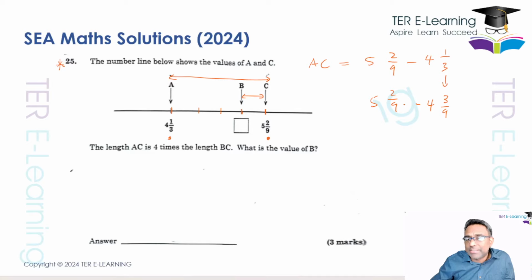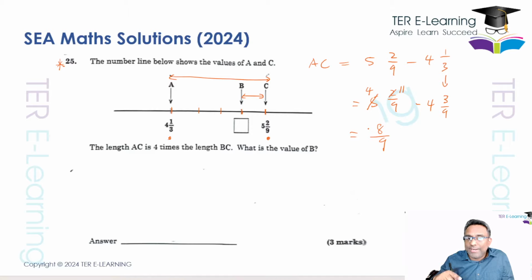Now the thing is, 2/9 cannot subtract 3/9. So we're going to have to take a little borrow here, right? So when you borrow from this, you're going to end up with 4, right? And since we're dealing in 9s here, this is actually going to become 11/9. So when you subtract this, you have 11/9 minus 3/9. So that's going to give me 8/9. So that spacing between A and C is 8/9, right?